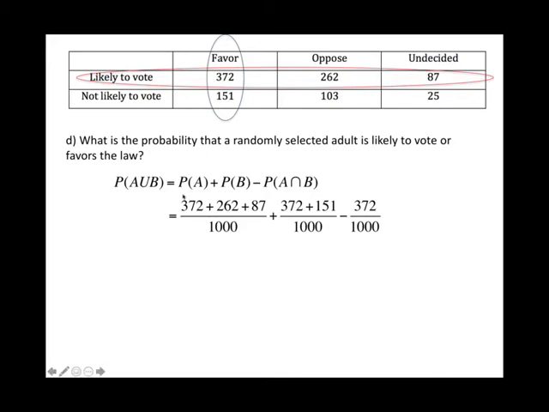Okay, one more time. Likely to vote, I'm going to add up these three numbers. Favor the law, I'm going to add up these two numbers. And you could see here, we add 372 like 2 times. So that's why we're going to take out one of them. So this is meaning that take out the intersection one, which is going to be 372. Find it out. You should get 0.872.